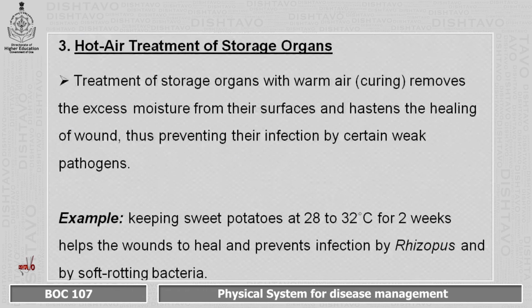Third is hot air treatment for storage organs. Here, treatment of storage organs with warm air, which is also called curing, removes the surface moisture from their surfaces and hastens the healing of wounds, thus preventing their infection by certain weak pathogens. For example, keeping sweet potatoes at 28 to 32 degrees Celsius for 2 weeks helps the wounds to heal and prevents infection by Rhizopus and soft rotting bacteria.